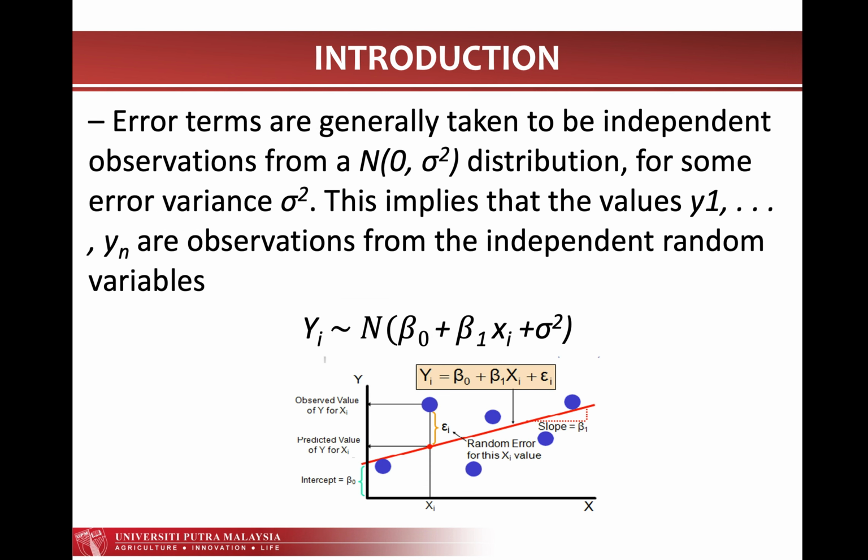Error terms are generally taken to be independent observations from a distribution with some error variance. So this implies that the values y1 up to yn are observations from independent random variables, which can be written here. These are the error 1, and this is the slope beta 1. Of course, you know already how to calculate the slope.